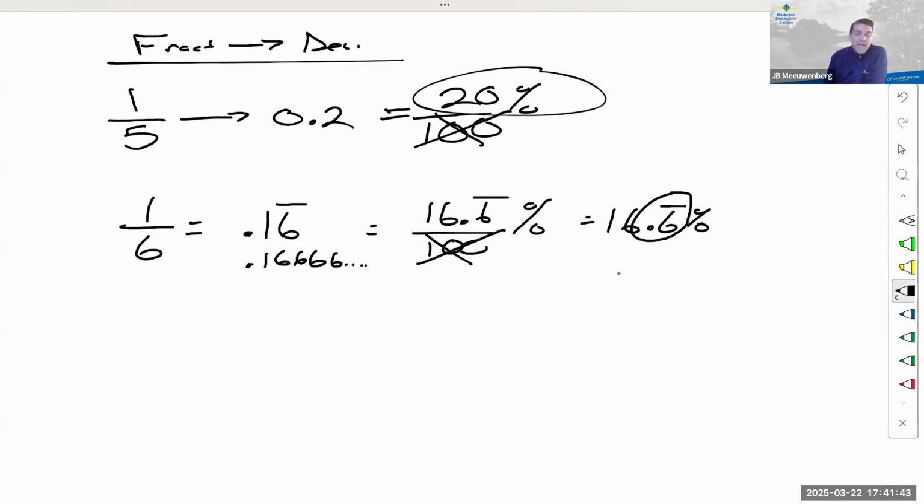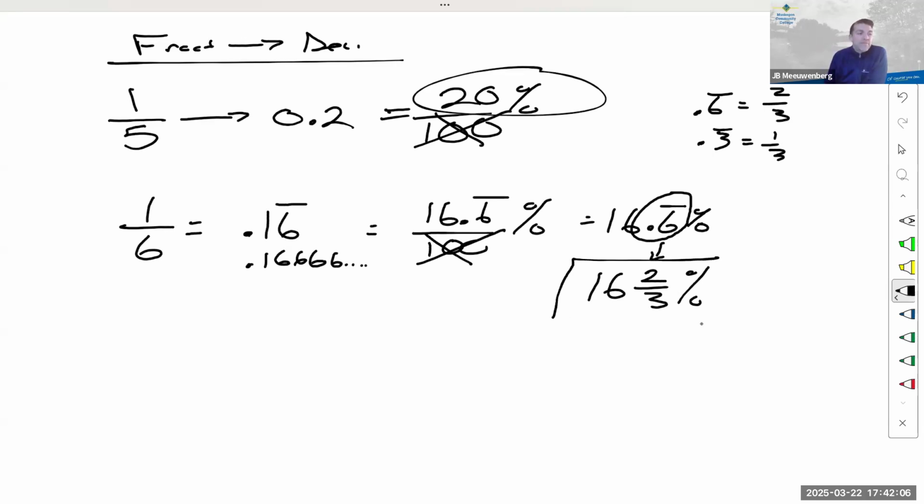0.6 repeating as a fraction is 2/3. So this is 16 2/3%. The decimal 0.6 repeating equals 2/3. 0.3 repeating is equal to 1/3. Often we are going to replace those repeating 3s and 6s with the fractions 1/3 and 2/3. So this is a common way that this will often be stated.